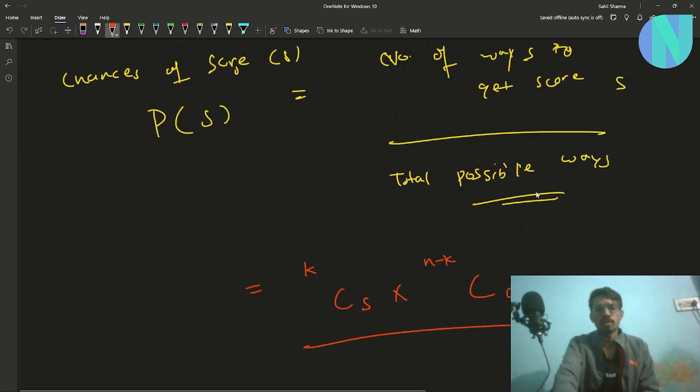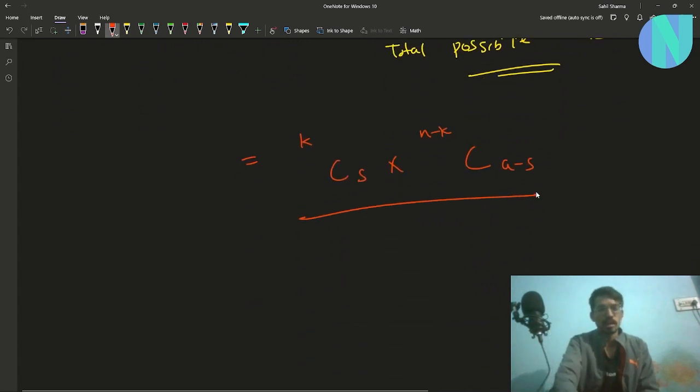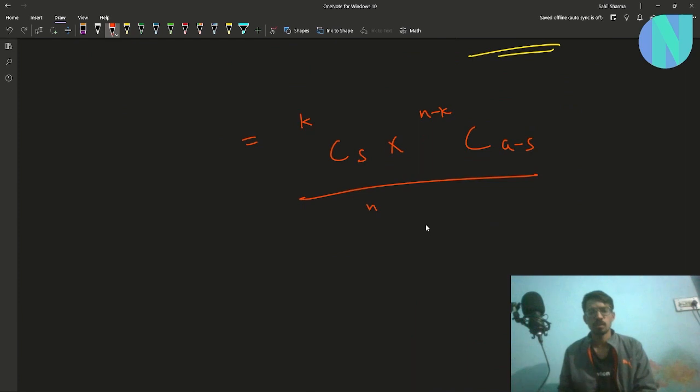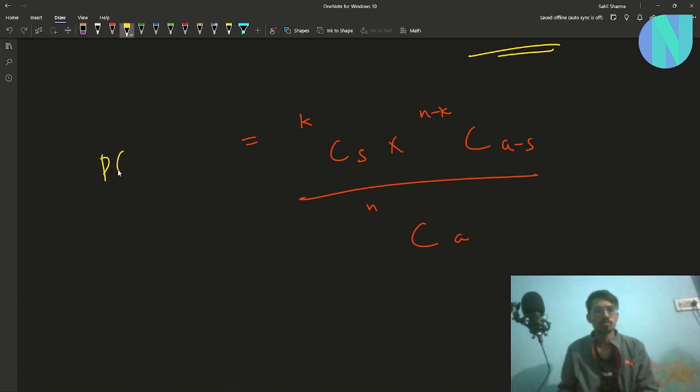And for all possible ways, you have A ones, so you can choose any index to assign them. That is just nCA, right? You have n possible indexes, and you can assign any A of them ones. So that is just nCA. So this is the value of your probability of S, or the probability of getting a score S.